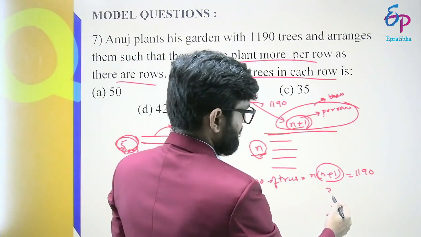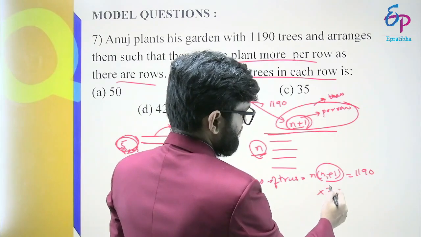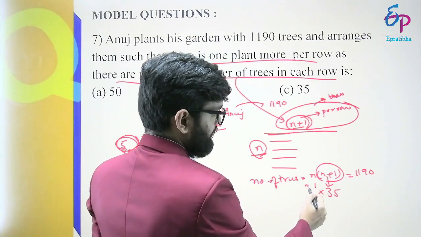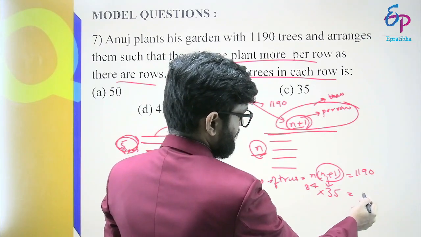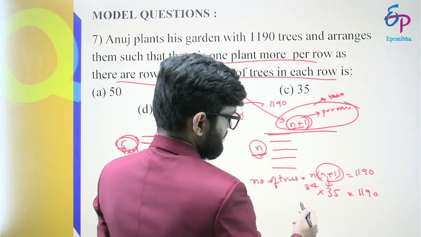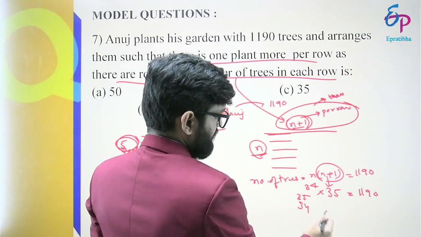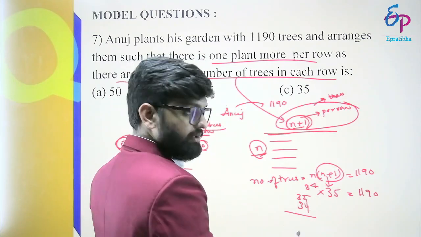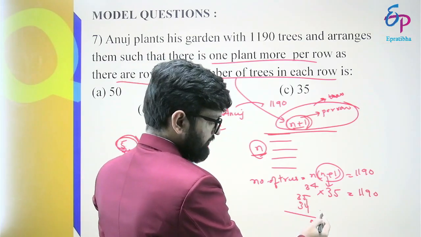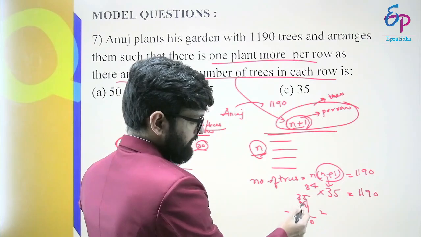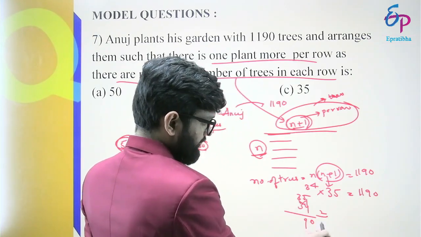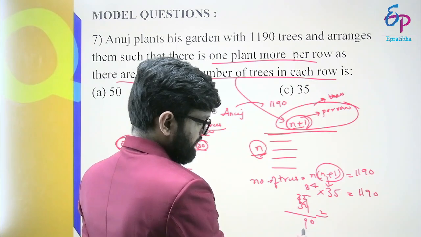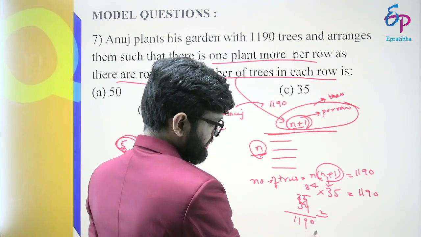Going with the options, if I put 35 here, so n plus 1 value is 35, means n value will be 34. 34 into 35, it is nothing but, I think, 1190. Let's see, 34, 35. What we can do, just multiply these two. 5 4s is 20 and cross multiply these two. 15 plus 12, 27, 29. 2 is carried again, 3 3s are 9, 9 plus 2, it is 11, 1190.